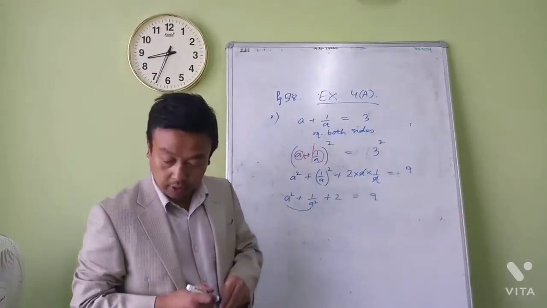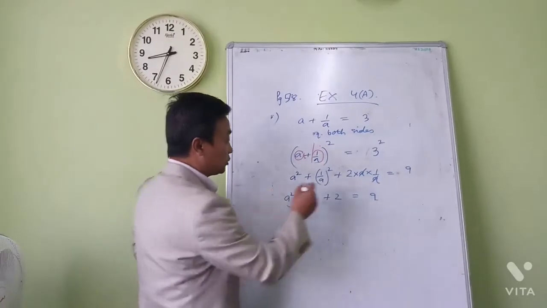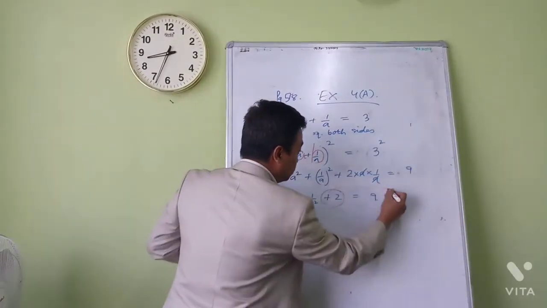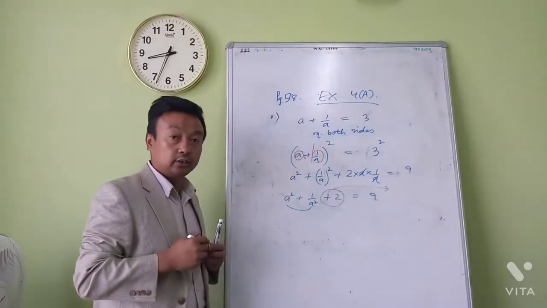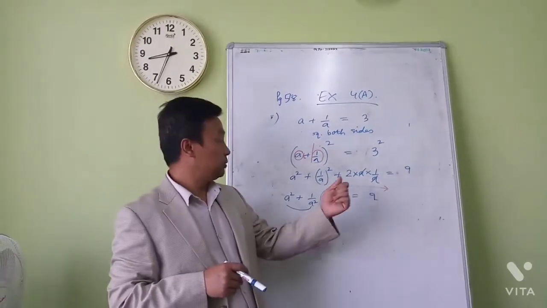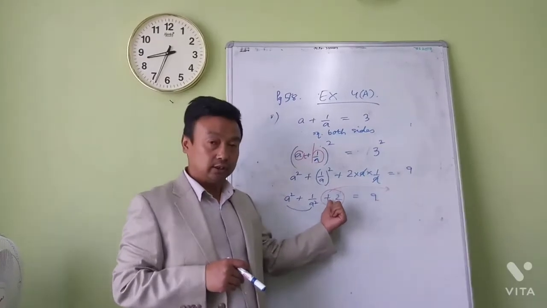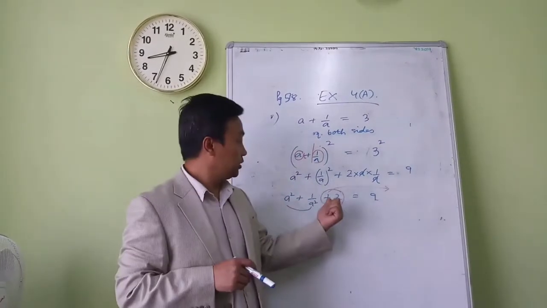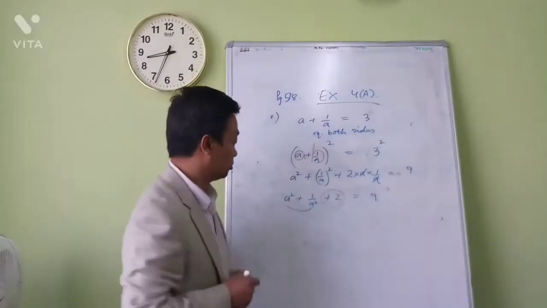Then you have got this plus 2. This plus 2 has to be moved to the other side, the right hand side. So when you move it to the right hand side, again, what rule do you have to keep in mind? The sign which is preceding the term will change. So if it is plus, it will become minus when you go to the other side.